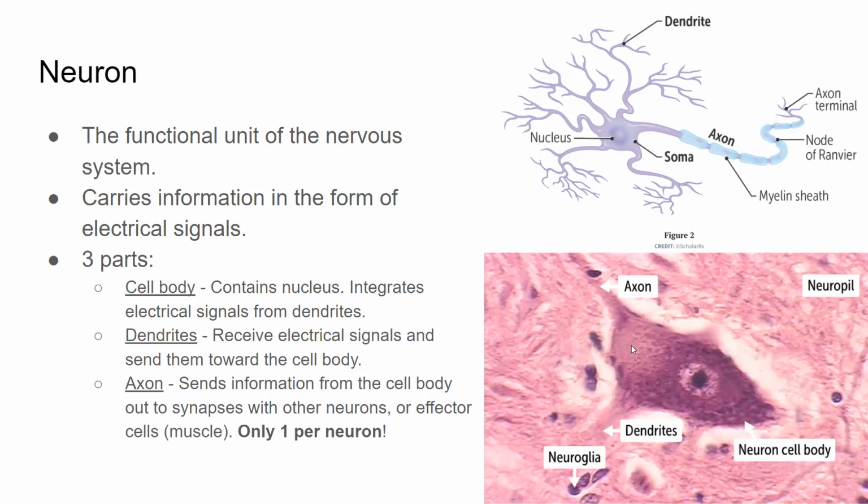This is what it looks like underneath a microscope in case you like that sort of thing. Hopefully you've seen a picture of a neuron before, but you can see the dendrites, cell body, and then a singular axon. Some neurons only have one dendrite. Some have a lot. It just depends.